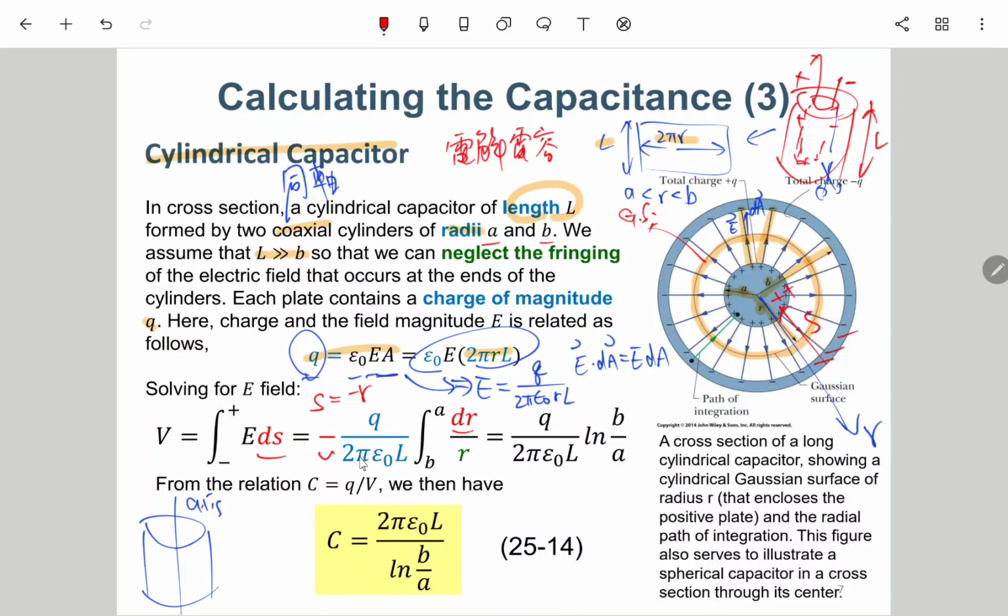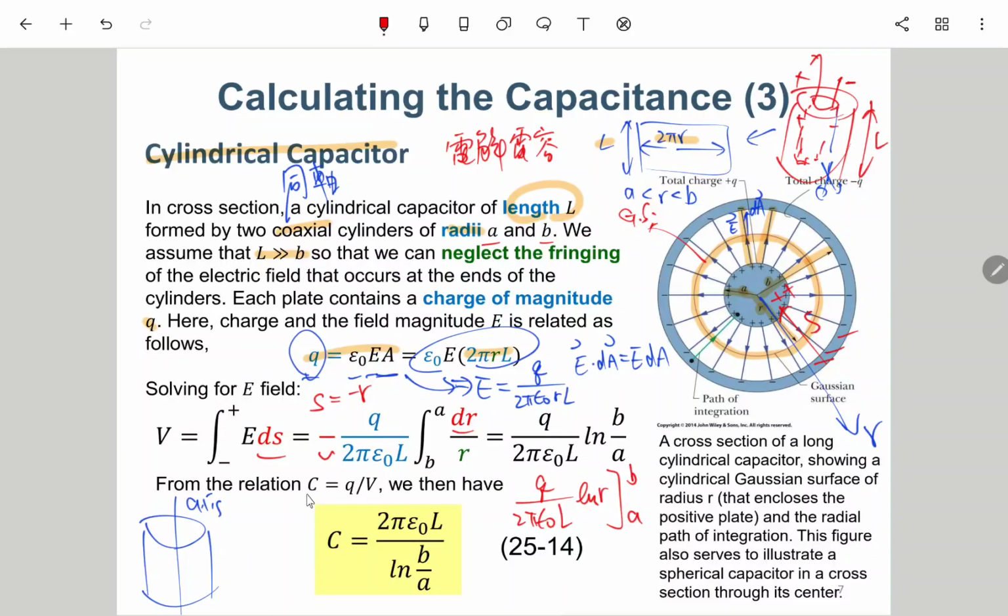So finally, it turns out to be something like Q over 2 pi epsilon naught L times natural log of r evaluated from a to b, absorbing the negative sign to swap the lower and upper limits. And then log b minus log a, natural log of b minus natural log of a will be natural log of b over a. So V equals this expression.